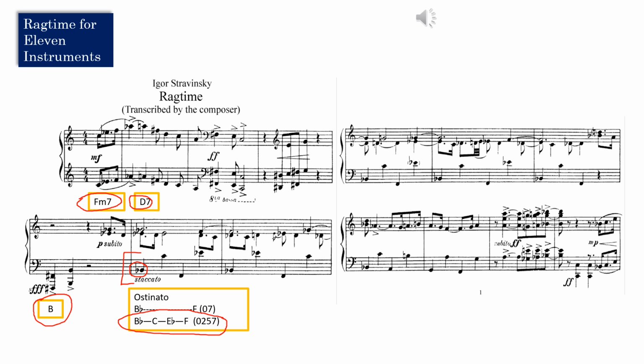How does this piece relate to a ragtime? In what sense is this piece a ragtime? That's something for you to think about and for us to talk about in class.